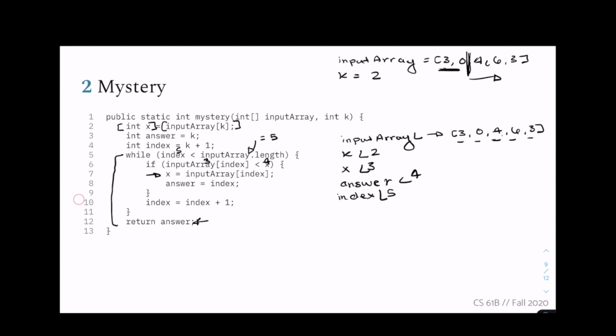The variable x keeps track of the value of the smallest item so that we can do comparisons. And then the variable answer keeps track of the actual index of the item so that we can return it at the end.